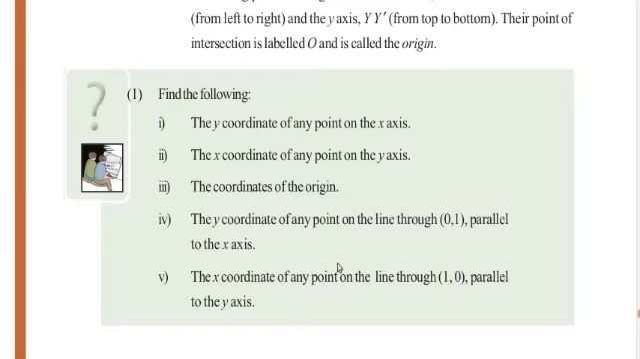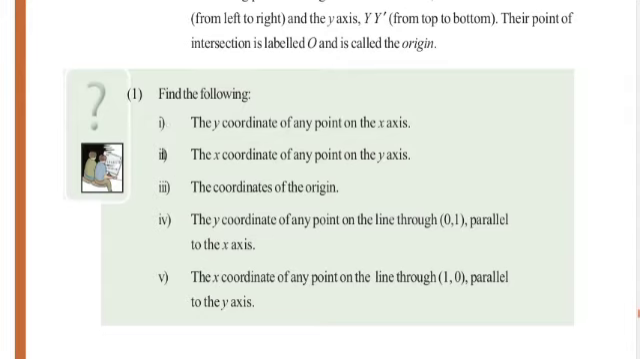Now we are moving to the first exercise of this chapter. The first question, find the following. First sub question, the y coordinate of any point on the x axis. We know that if a point is on the x axis, we normally write the point like x, 0. That means the y coordinate is always 0 on the x axis. So the answer of the first sub question is 0.